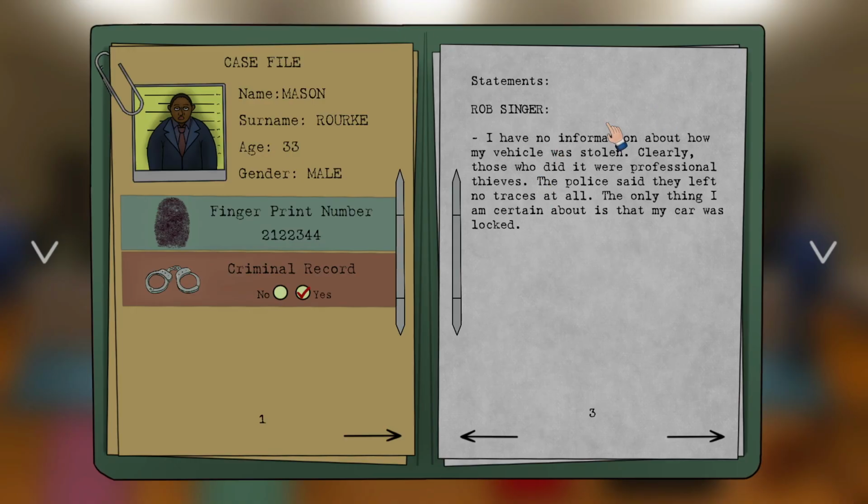Rob Singer, this is his statement. I have no information about how my vehicle was stolen. Clearly, those who did it were professional thieves. The police said that they left no trace at all. The only thing I am certain about is that my car was locked. And of course, they have a black dude as the photo. Crazy.